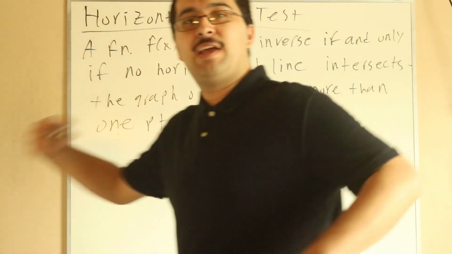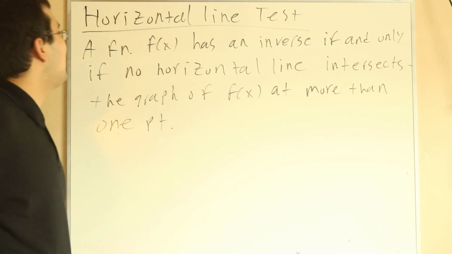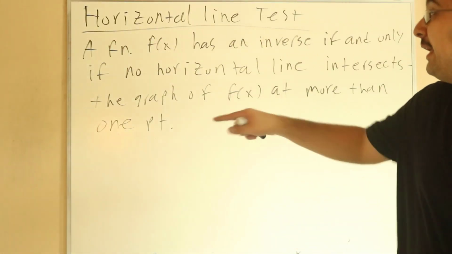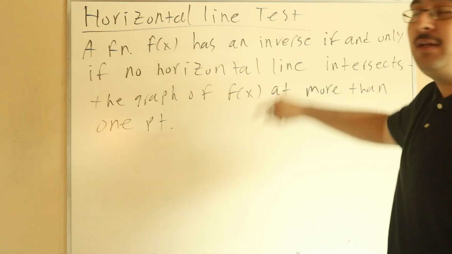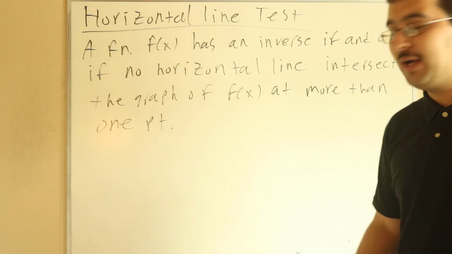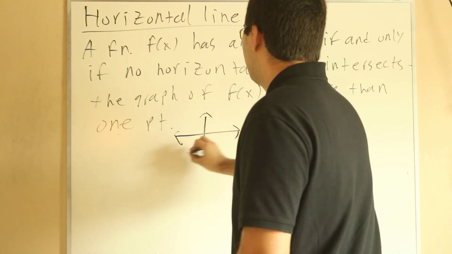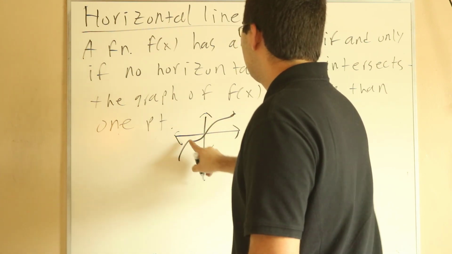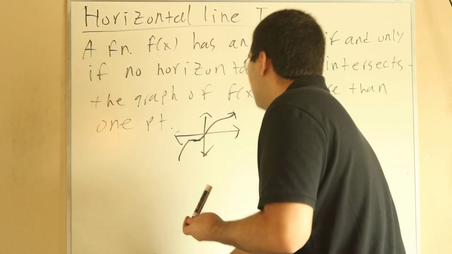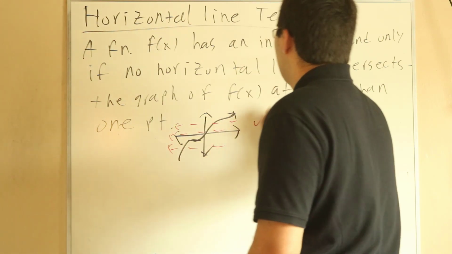Okay, so that whole visual example we just went through was building up to this idea of the horizontal line test. And what the test says is this: a function f of x has an inverse if and only if no horizontal line intersects the graph of f of x at more than one point. All right? So in other words, your function can look however crazy it wants to look, as long as you cannot draw a horizontal line that crosses at more than one point, you're good to go.